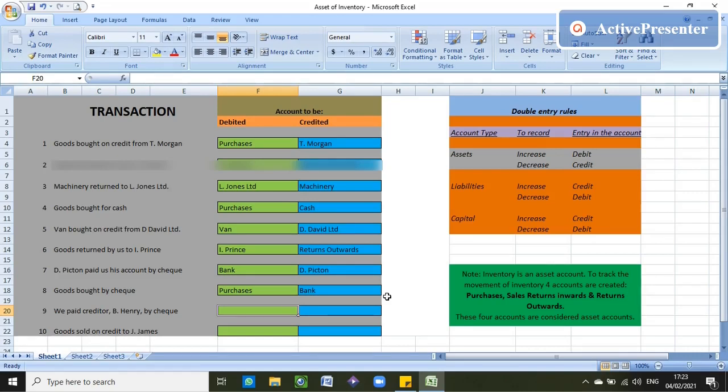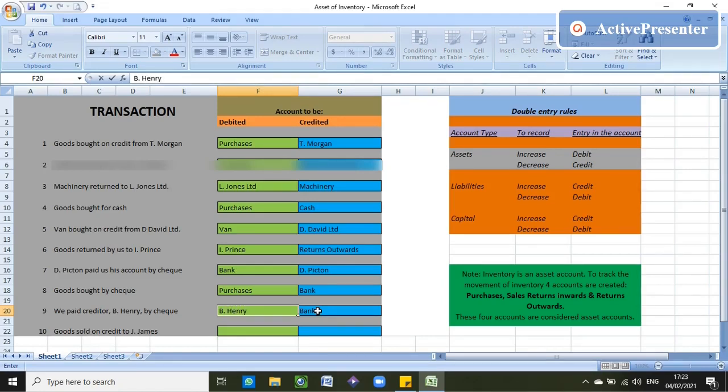Transaction number 9. We paid creditor B. Henry by check. We do not see the word goods, so none of these accounts will be affected. So we are paying B. Henry by check. So that means that we will have less money at the bank. So credit the bank. What will we debit? We will debit B. Henry.